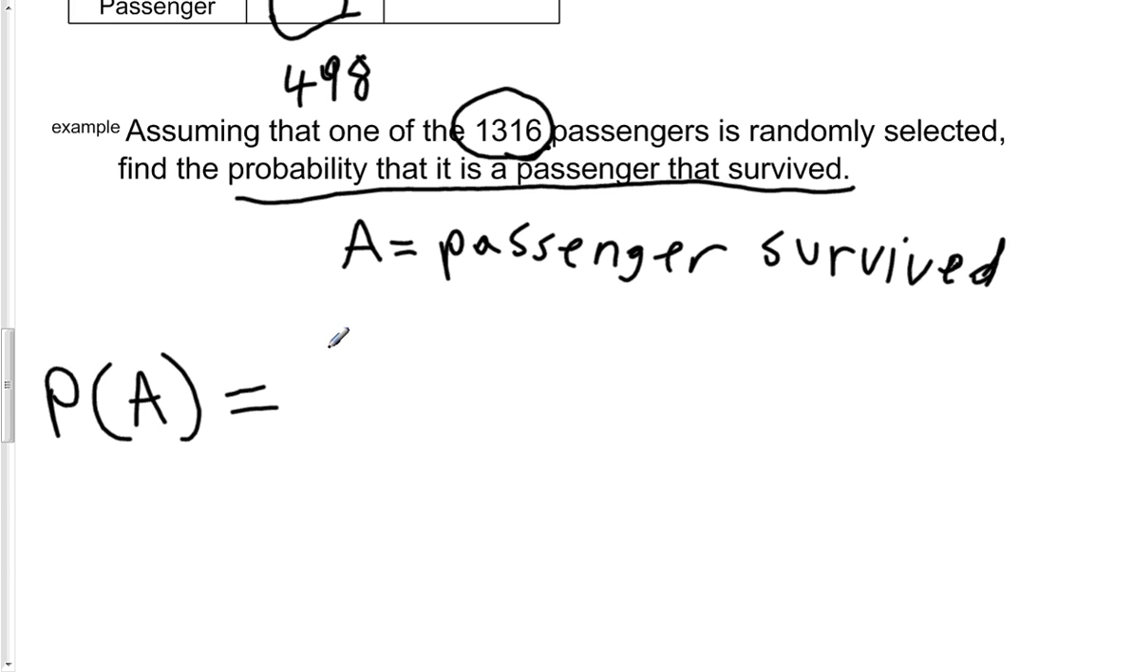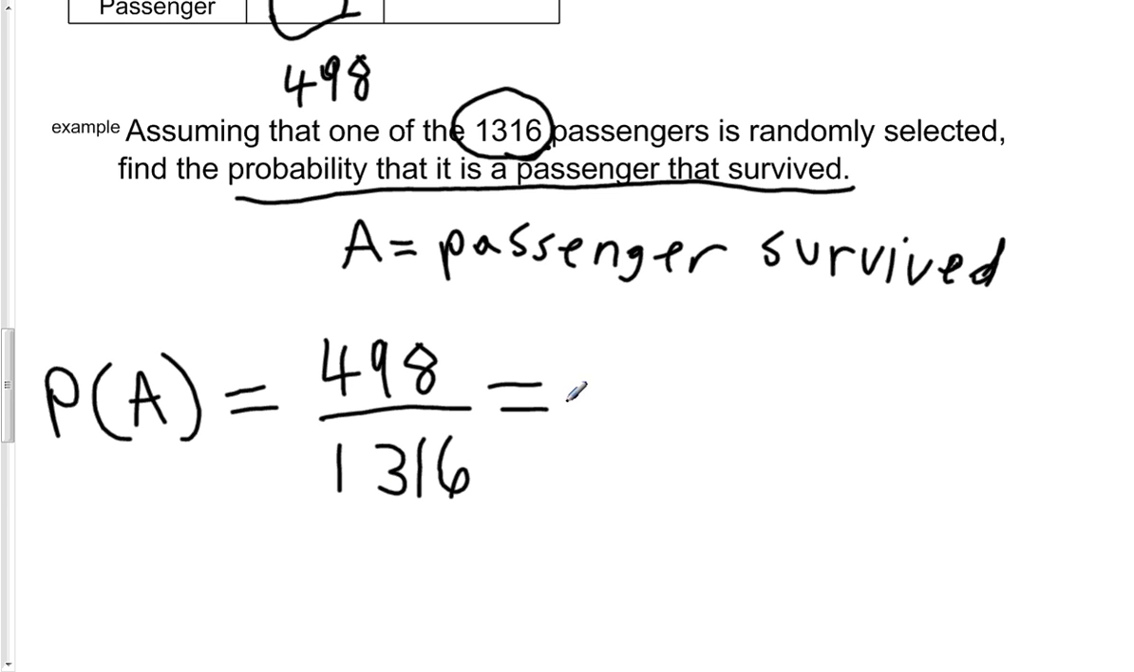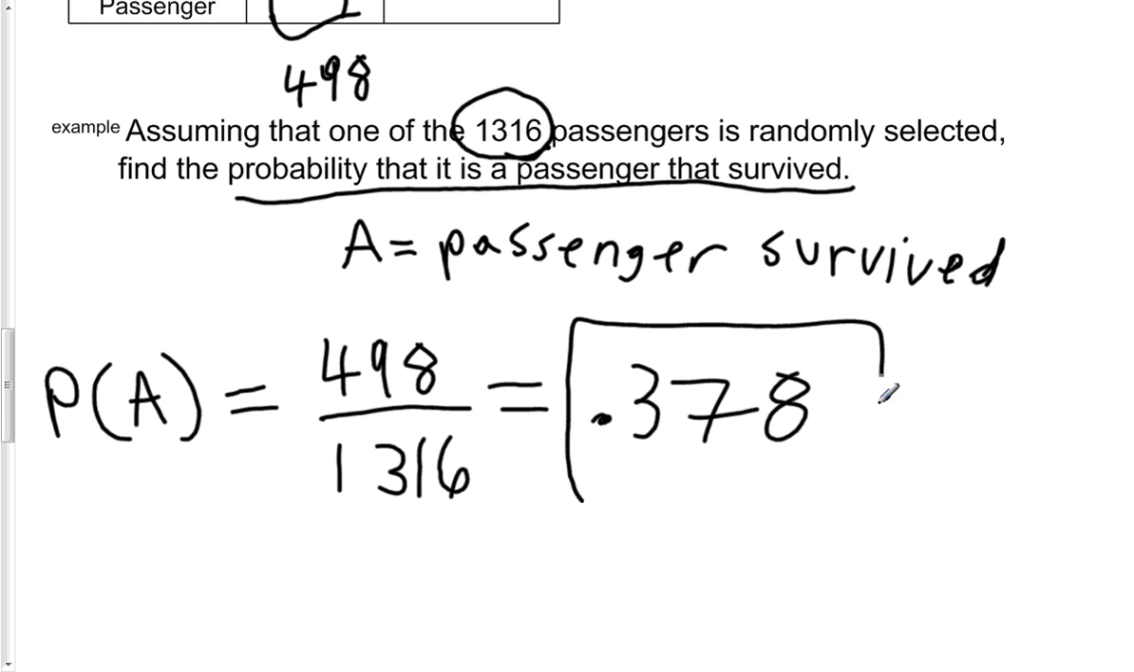And that is going to be 498 divided by 1,316. What we want to do here is convert this to a decimal, and the decimal here is 0.378. So the probability that we select one of these 1,316 passengers and just happen to select a passenger that survived is 0.378.